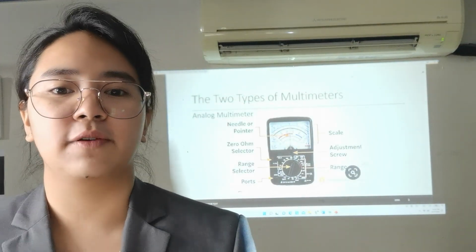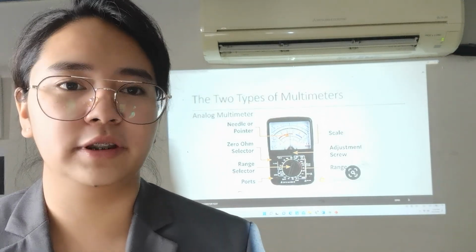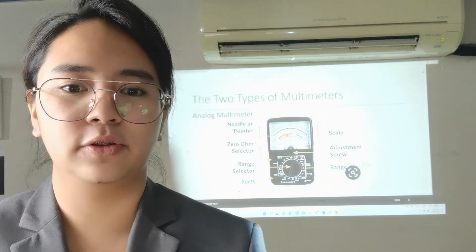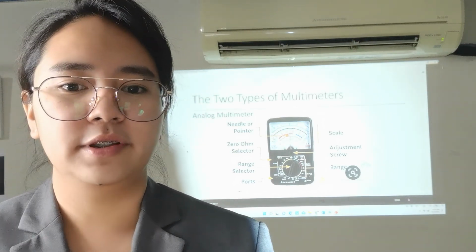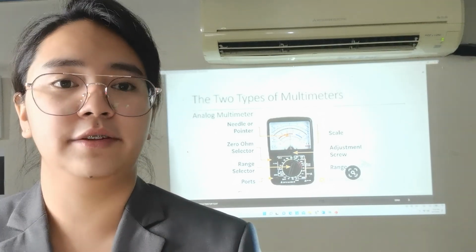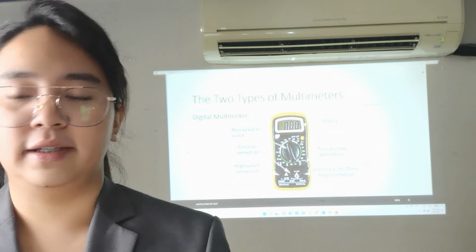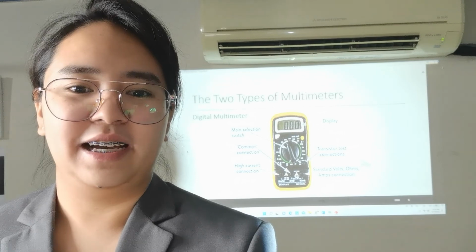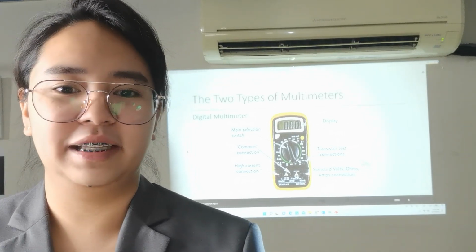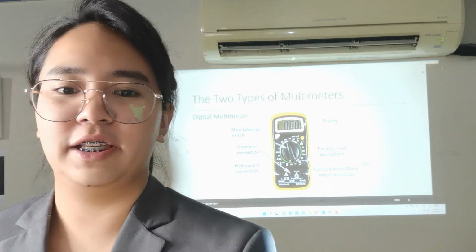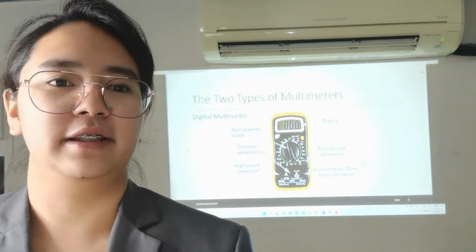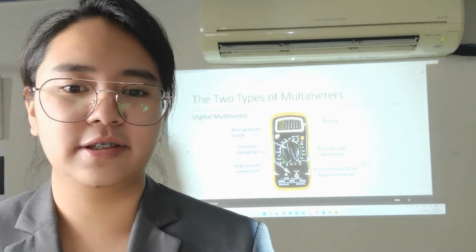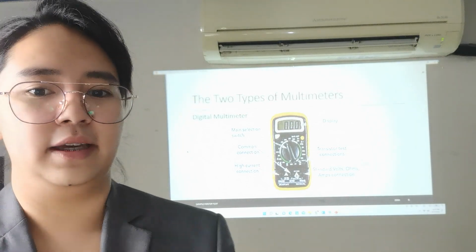There are two types of multimeters. One is the analog multimeter, which has a needle or pointer, zero ohm selector, range selector, ports, scale, adjustment screw, and range. The next one is the digital multimeter, which is the one I have. It has the main selection switch, common connection, high current connection, the display, transistor test connections, and standard volts, ohms, and amps connections.